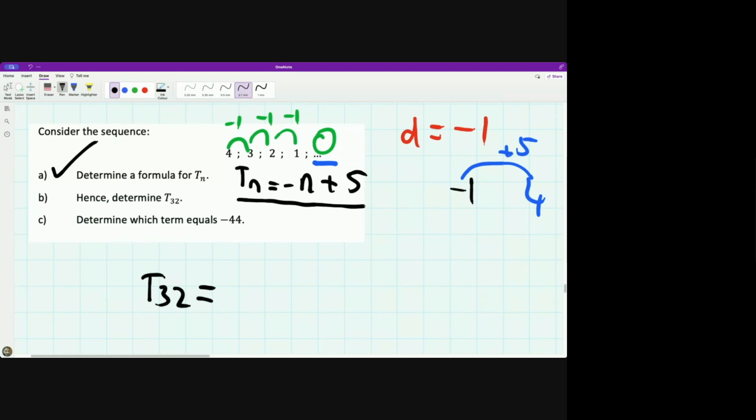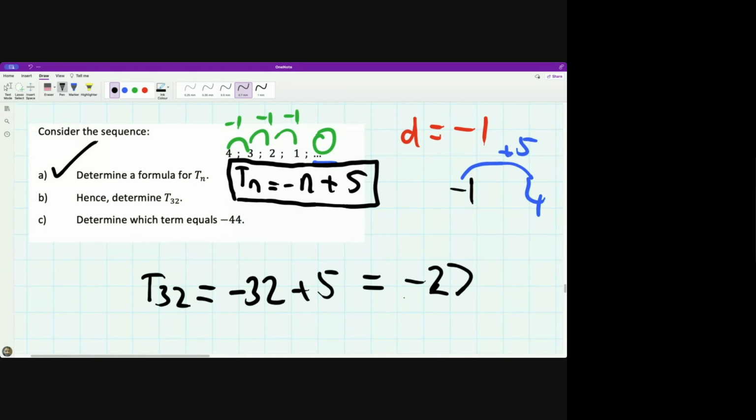Well, the beauty of having this formula is that I think it can do most of the hard work for you. So if I want that, I know I go minus 32 plus 5, which is minus 27. So the 32nd term is the value minus 27.